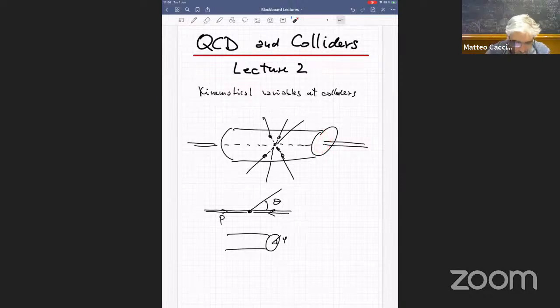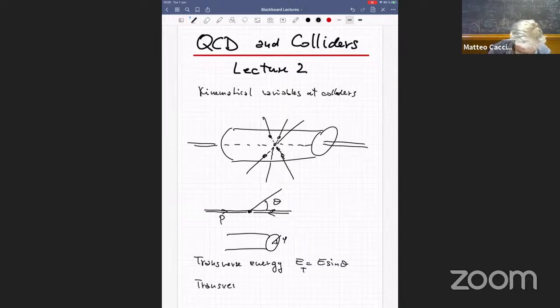We then typically measure not so much overall energy and momentum, because as I said, you typically do not have that much access to what happens in the beam direction, but you end up looking at things like transverse energy, ET, E sine theta, or transverse momentum, PT. And this is, of course, the component of the momentum that flies out perpendicular to the beam pipe.